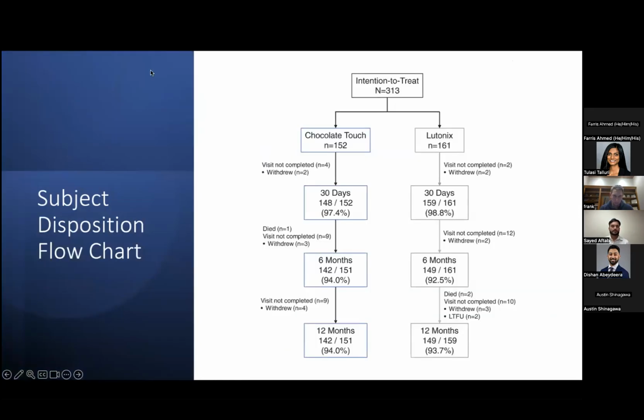So this is the subject disposition flow chart, basically summarizing how the patients were divided up into 2 different groups. So the end patient number was 313, divided into Chocolate Touch and Lutonix, 152 and 161 respectively. And then it was able to track the number of patients that were still involved in the study at 30 days, 6 months, and 12 months. And I just have a question for you guys.